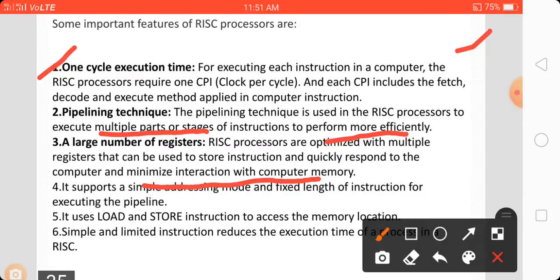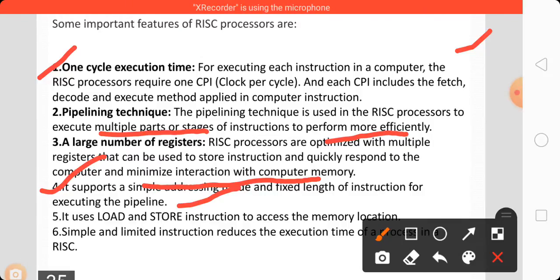Fourth feature is that it supports a simple addressing mode. It supports the simple addressing mode and the fixed length of instruction for executing the pipeline. This is the fourth feature of the RISC processor.